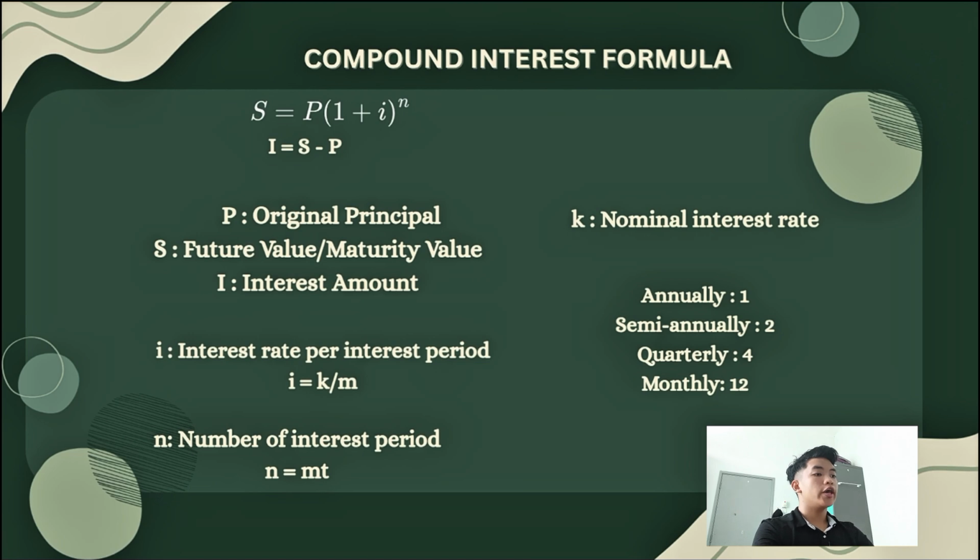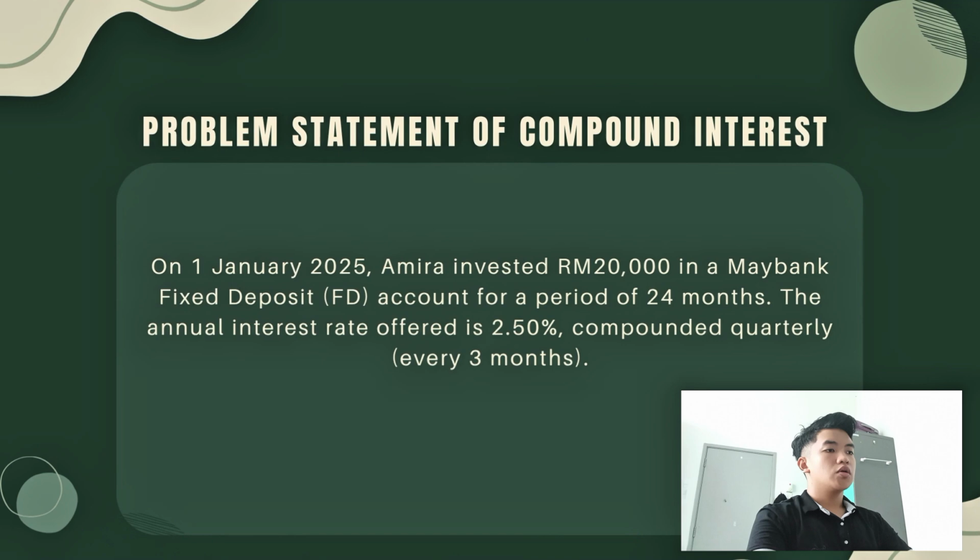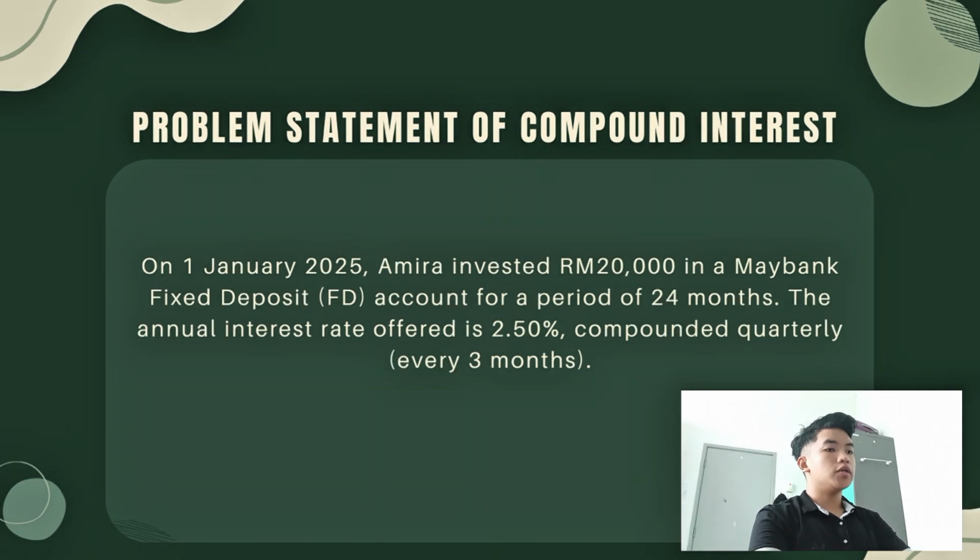Now, we have four types of compound frequency, which are annually is 1, semi-annually is 2, quarterly is 4, and monthly is 12. So, this is a simple question for compound interest.